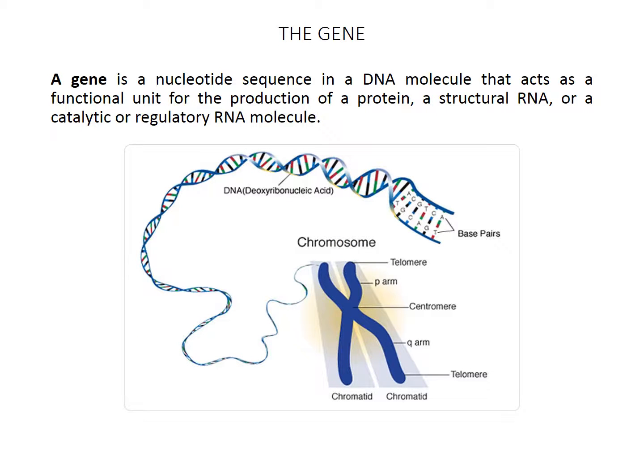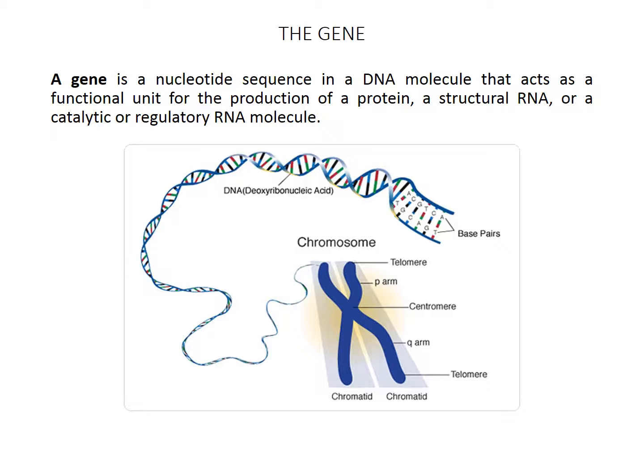So what is this gene? A gene is a nucleotide sequence in a DNA molecule that acts as a functional unit for the production of a protein, a structural RNA, or a catalytic or regulatory RNA molecule. So in essence, what we're saying there is that a gene is a nucleotide sequence in the DNA molecule that can produce two things. It can produce either a protein or an RNA molecule. And it is a DNA molecule.